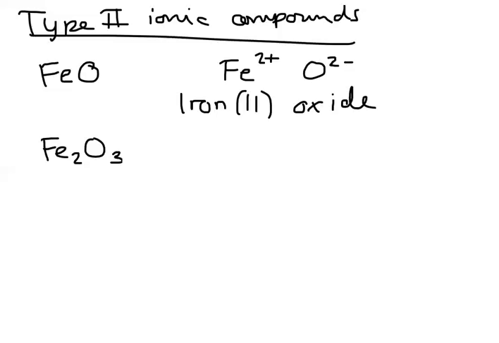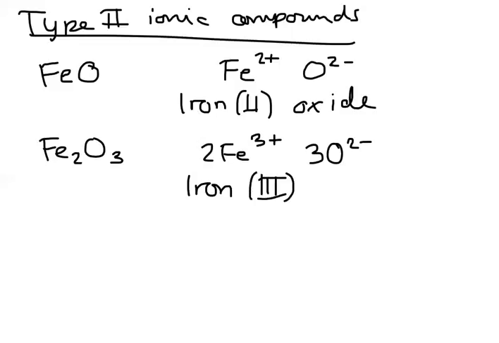Fe2O3, we have 2 Fe's, and we don't know what the charge is, and we have 3 O2 minus. So what's our overall negative charge? -6. So what does our overall positive charge have to be? +6. If we want a total of +6, what does the charge of each of these two irons have to be? 3+. Iron 3 oxide. Questions on that?